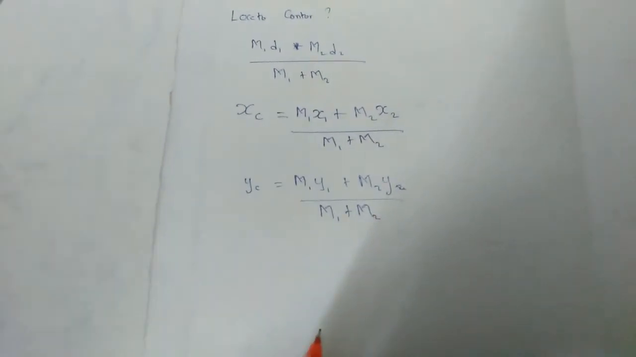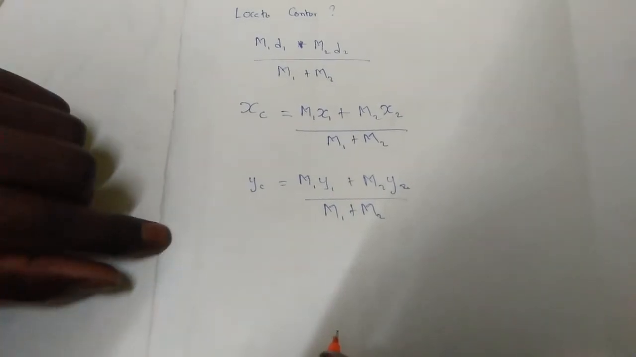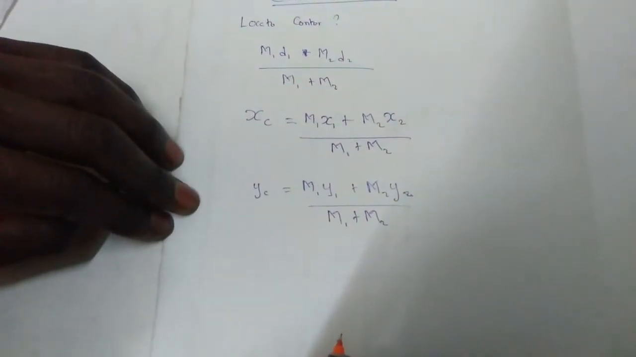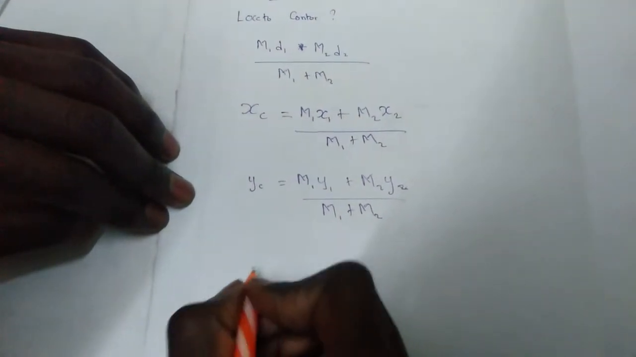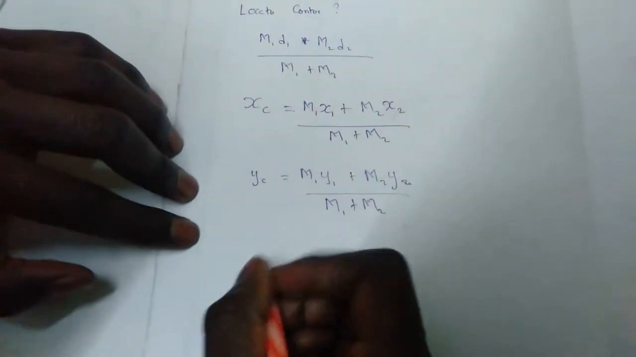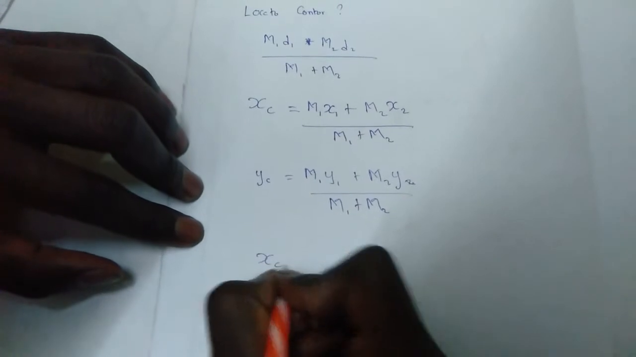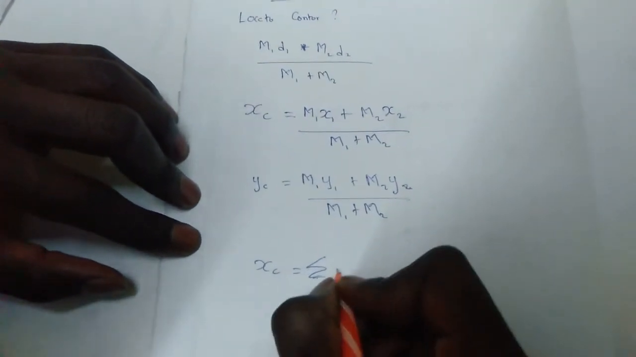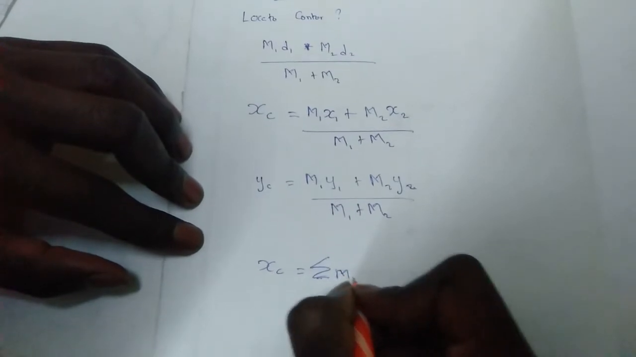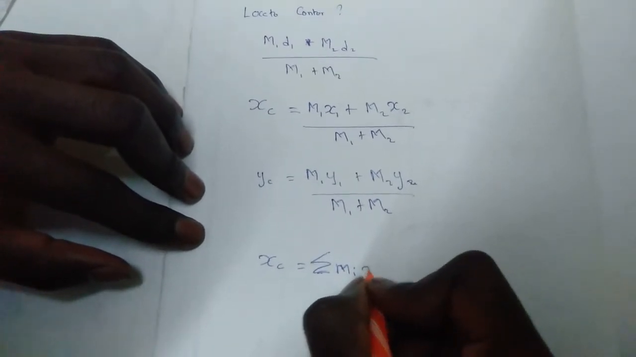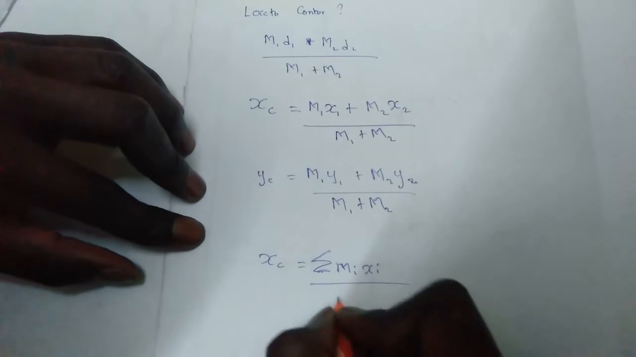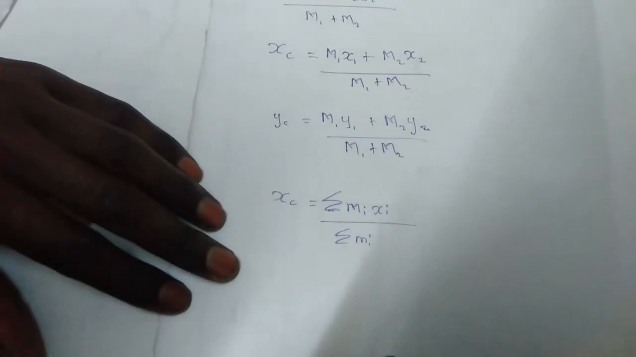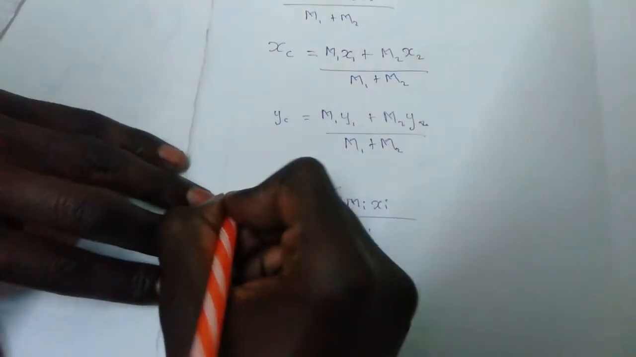So we are going to consider the case where you are told to calculate the center of mass of numerous objects. In such a case, we denote it as RC, or you can take XC, which is given by the summation. This is a summation sign. Summation of mass, denoted by mi, times xi, over summation of mass mi. So this is the second instance.